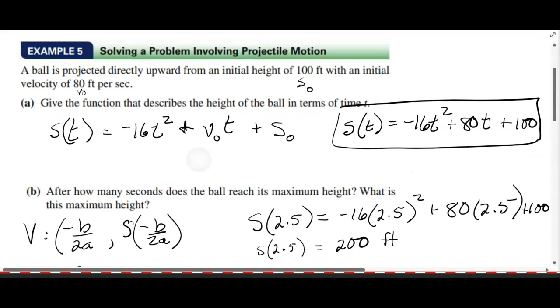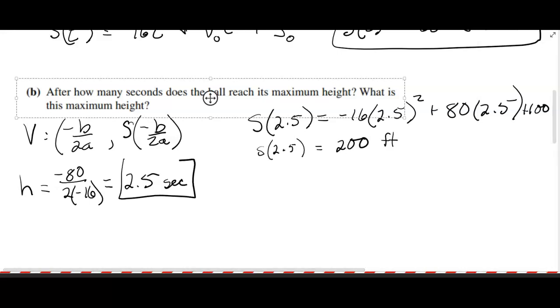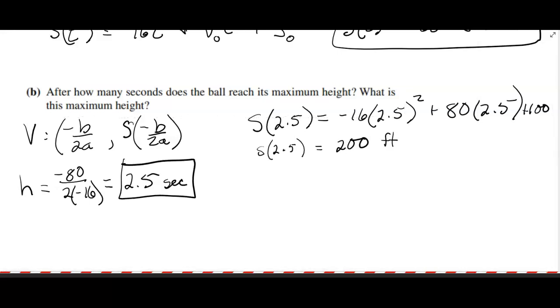A ball is projected, so we're throwing a ball up. And after 2.5 seconds, it's going to reach its maximum height of 200 feet. All right, so let's read the question. After how many seconds does the ball reach its maximum height? So 2.5, that's when it's going to reach its maximum height. And what is the maximum height? 200 feet is the maximum height.